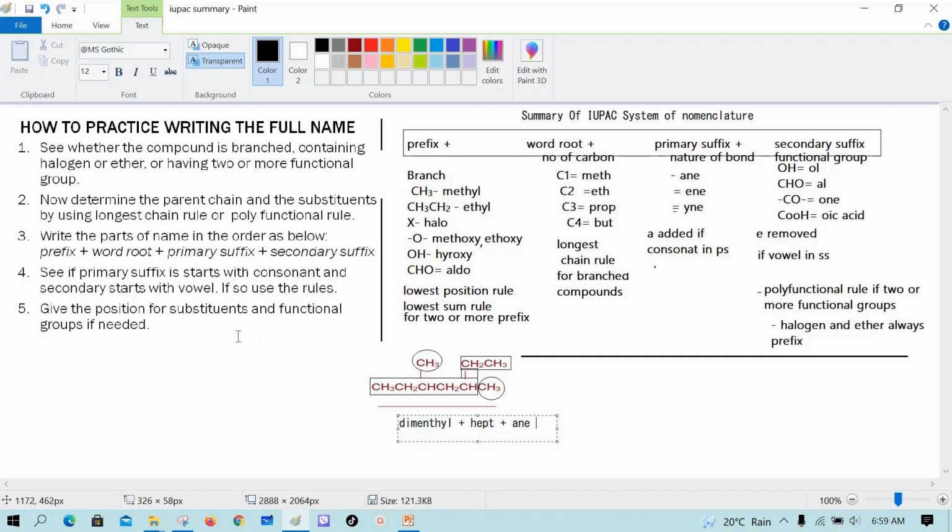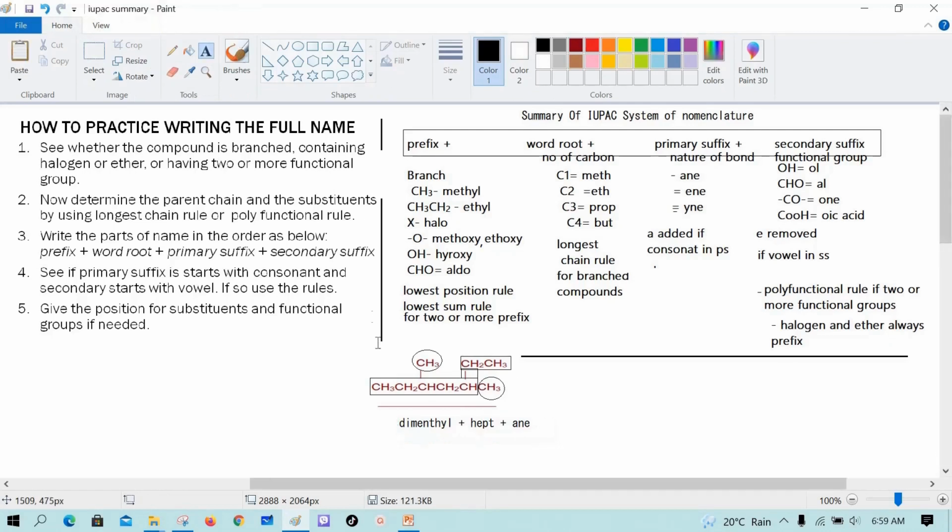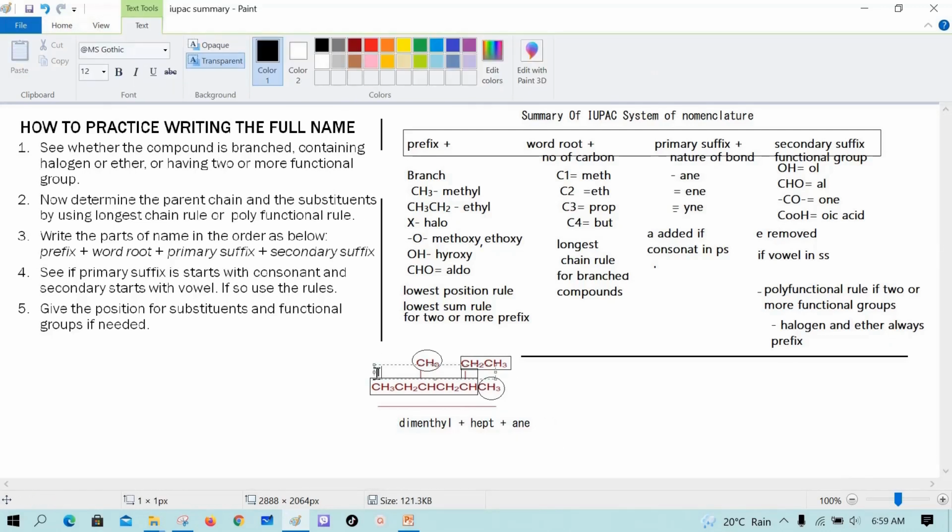Now finally give the position of the substituents and functional group if needed. There is no functional group, but we need to give the position of the substituents, because if we change the position of the CH3, there is a formation of a new isomer, but the isomer would have the same name. You can practice this by writing on your own, and then let me just give the position over here. For giving the position we have 2 possibilities, and I just want to give you the example of position 1.